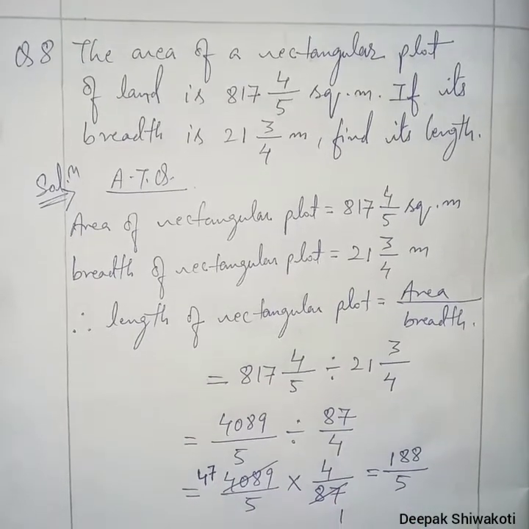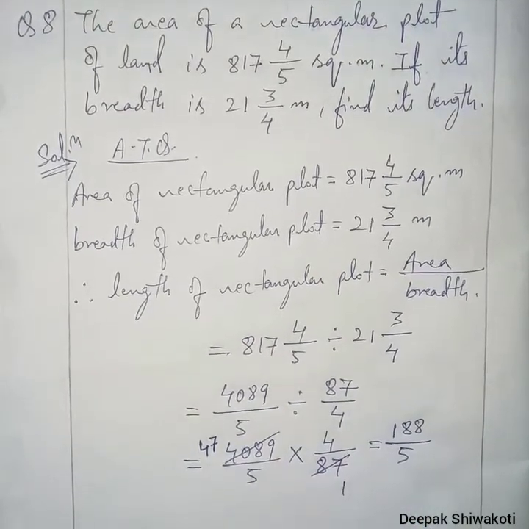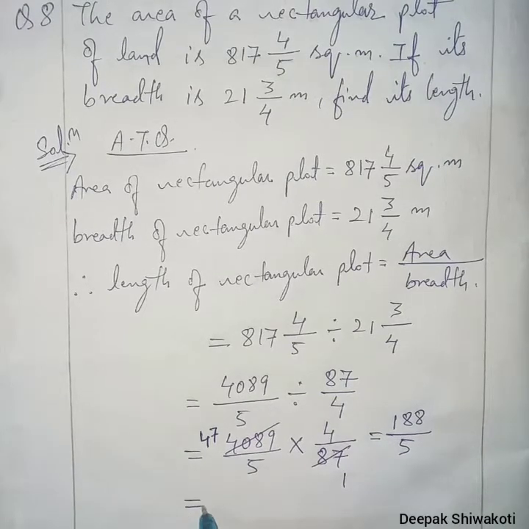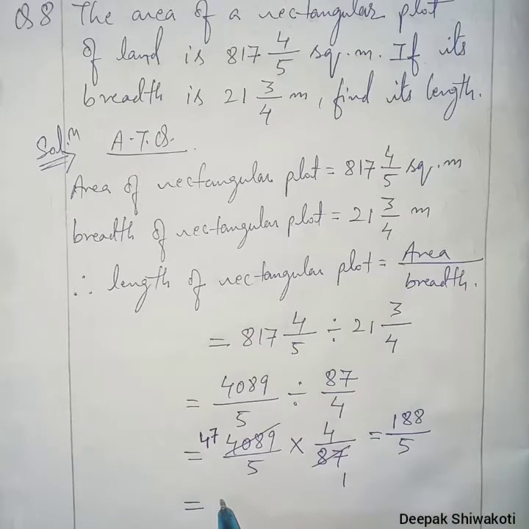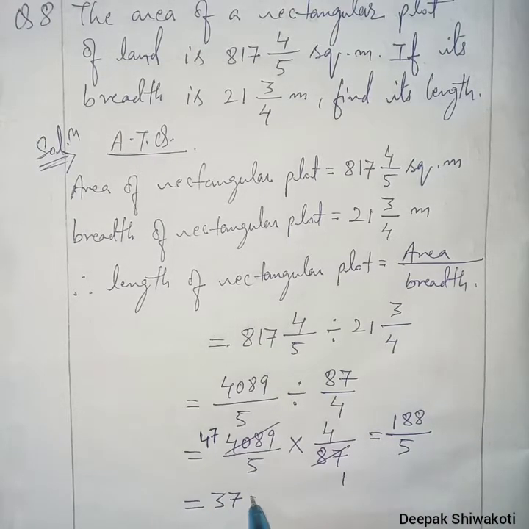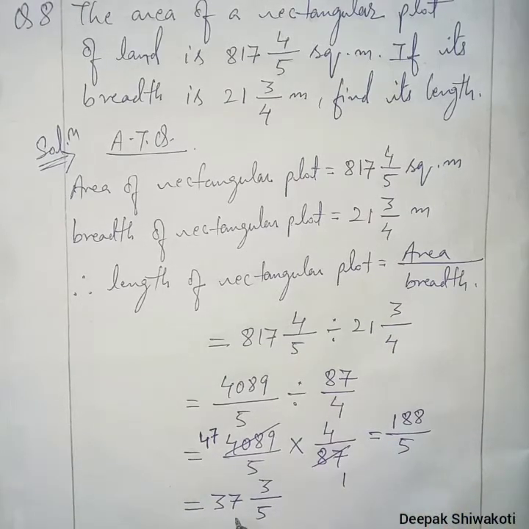Now do the division and write the improper fraction in mixed fraction, that is 37 whole 3 by 5. When we divide this, we get this. Okay, so the length of the rectangular plot is this much and the unit is meter. 37 whole 3 by 5 meter, the length of the rectangular plot.